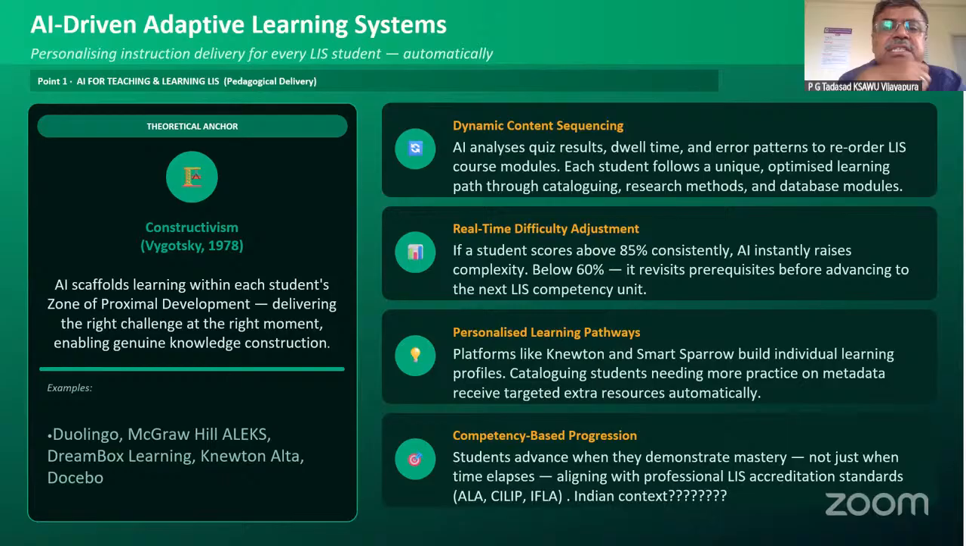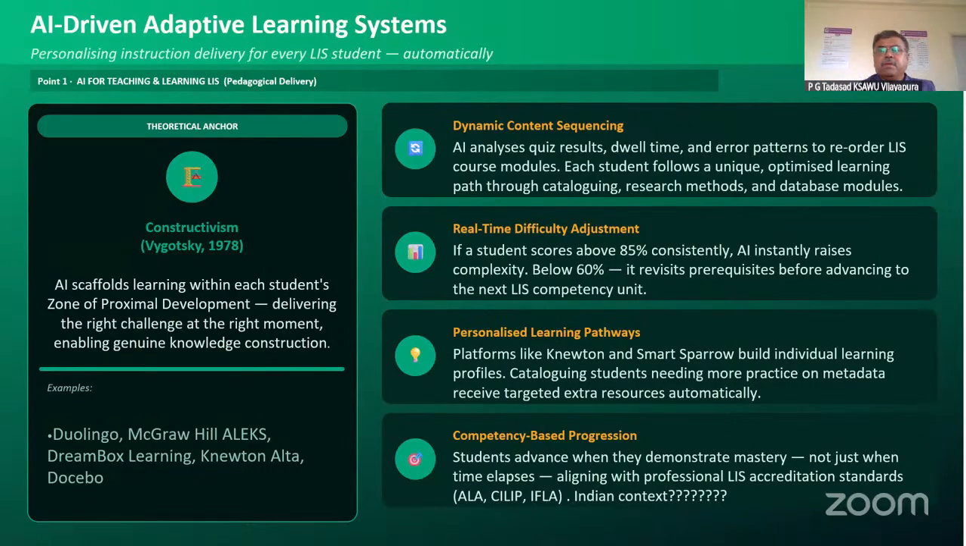Real-time difficulty adjustment. So now, if he is good enough, he can easily score 80 plus. When he can score 85% consistently, the AI shall instantly raise the complexity level. If he is consistently falling behind, below 60%, below 55%, like that, he has to be pulled up. So real-time difficulty adjustment has to be provided by AI-driven adaptive learning machines.